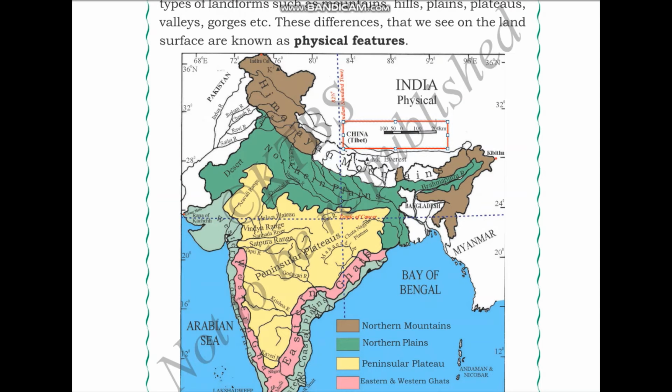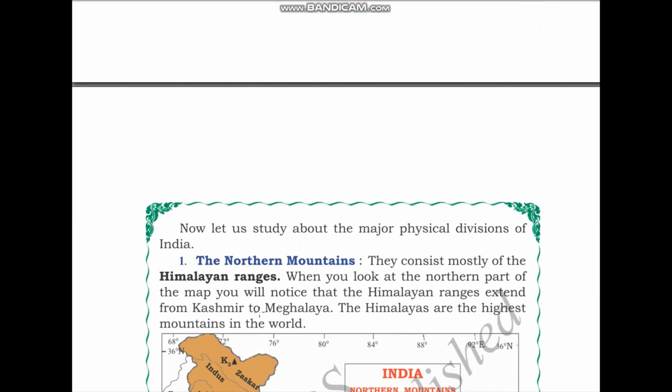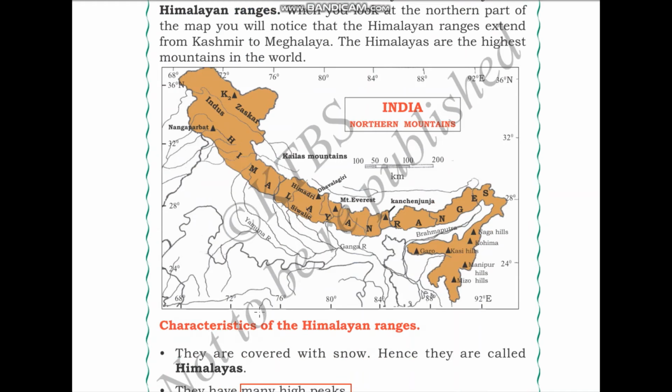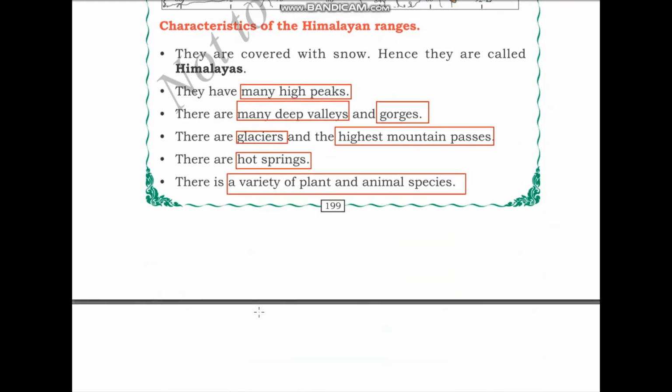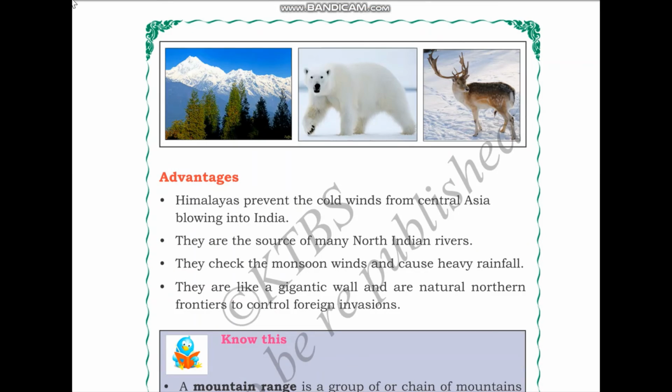When any cold wind is blowing in from Central Asia in this way, the Himalayan ranges act as a natural barrier and they prevent the cold winds from blowing into India. So this helps to prevent extremely cold weather in the Indian region. So the Himalayas help to prevent the cold winds that are coming from Central Asia.